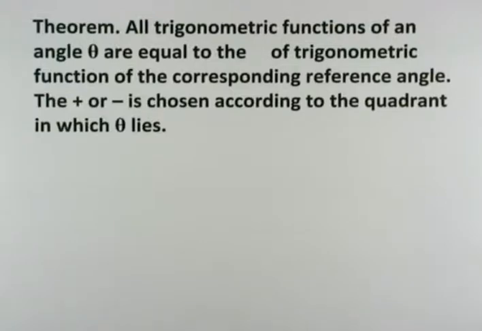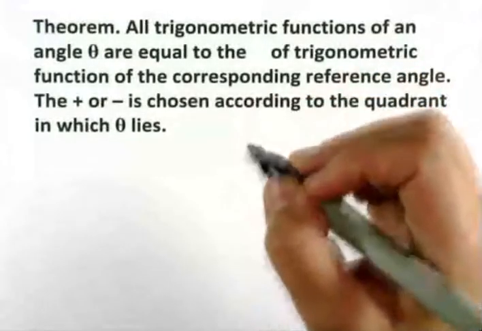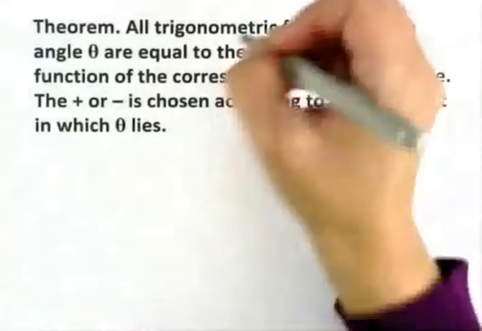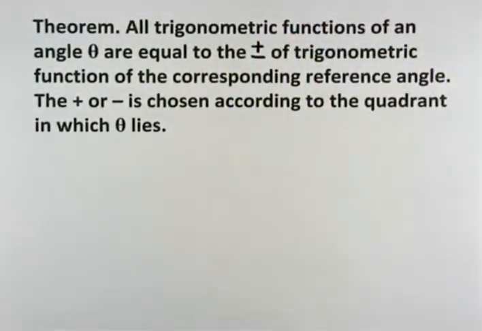Now we have a theorem that all trigonometric functions of an angle theta are equal to the plus or minus of the trigonometric function of the corresponding reference angle. The plus or minus is chosen according to the quadrant in which theta lies. So all trigonometric functions of a general angle are equivalent to the trigonometric functions of the reference angle up to plus or minus.